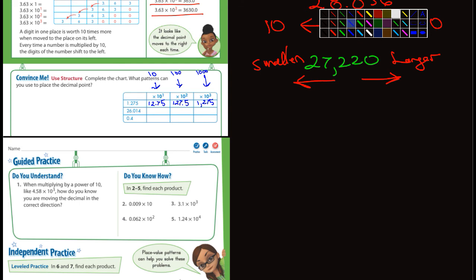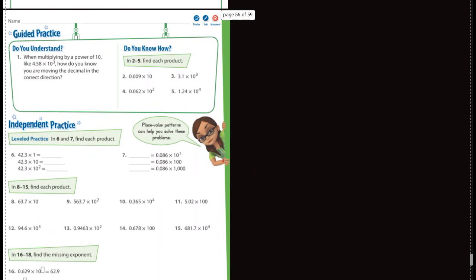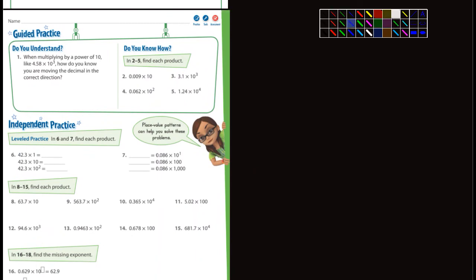So let's look at the guided practice here. Number 1 says, when multiplying by the power of 10, like 4.58 times 10 to the third, how do you know you're moving the decimal in the correct direction? The number should be getting what? Larger. Okay, find each product. I'm looking at 2 through 5 here.